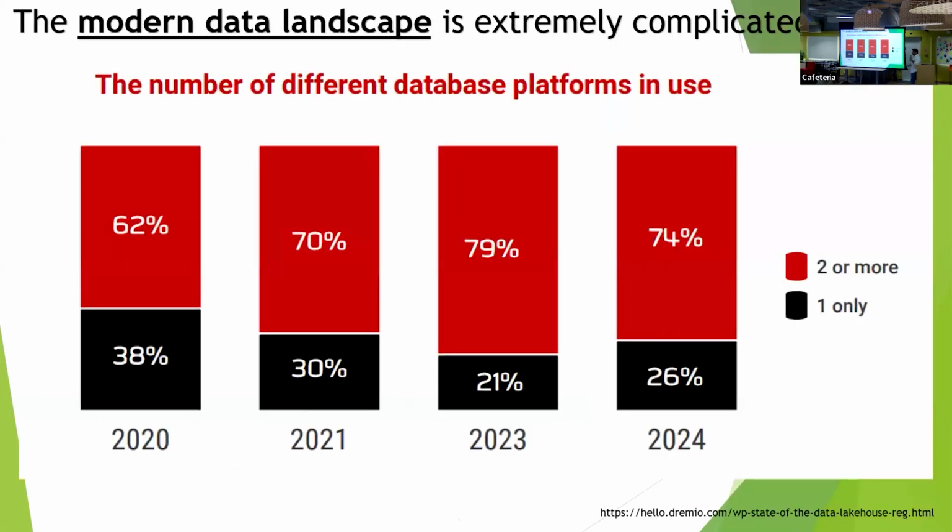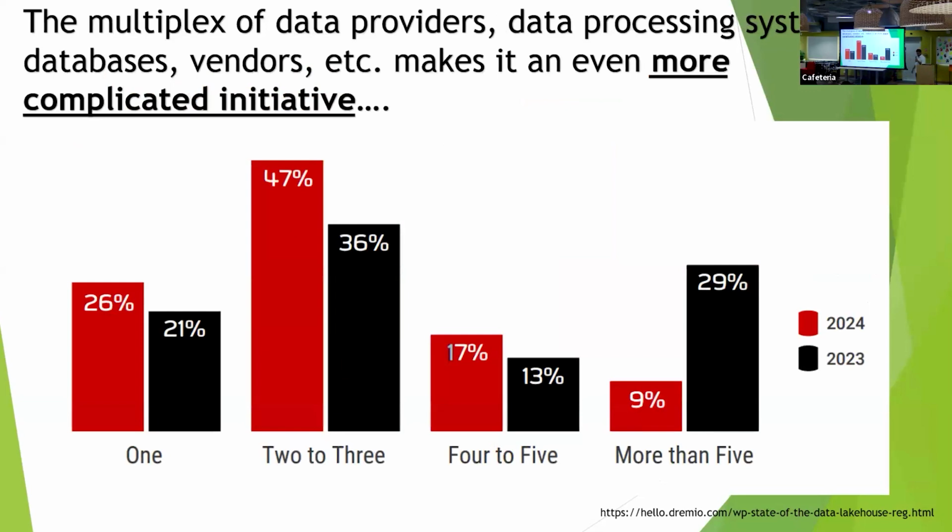So this is something that will show the current structure. This was an analysis done by Redgate. This is just showing how many companies today have more than 2 database platforms. As you can see in 2024, 74% of the companies surveyed said, in my company, I have more than 2 database platforms. Now let's see what is happening here. More than 5: 29%.